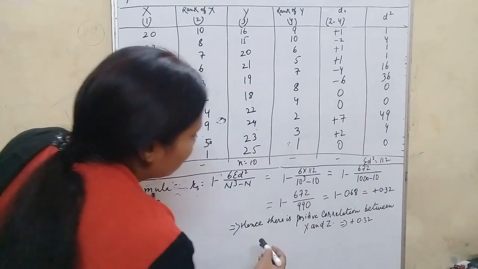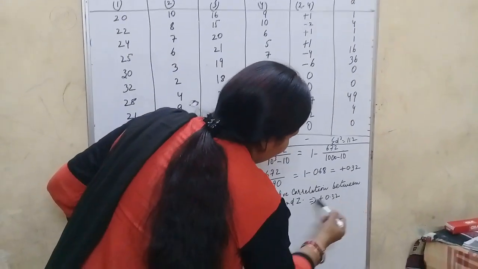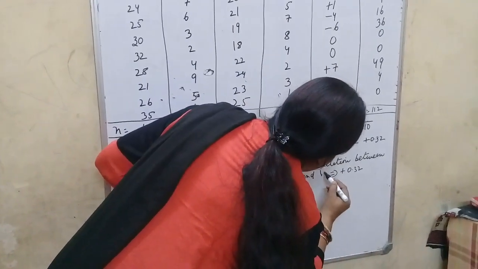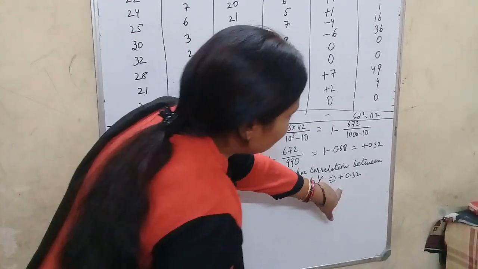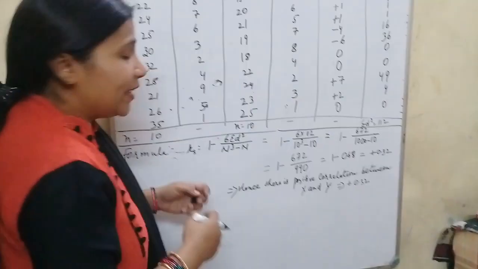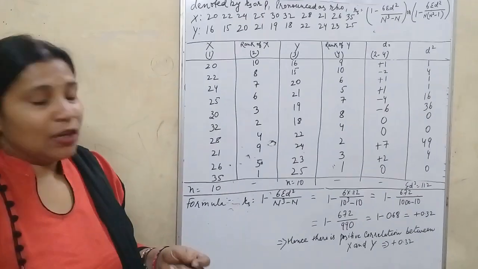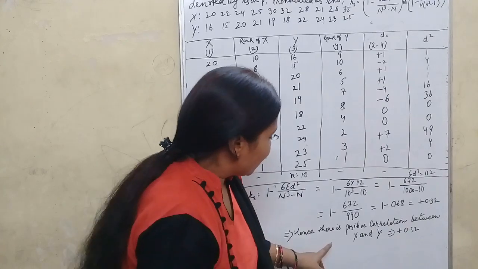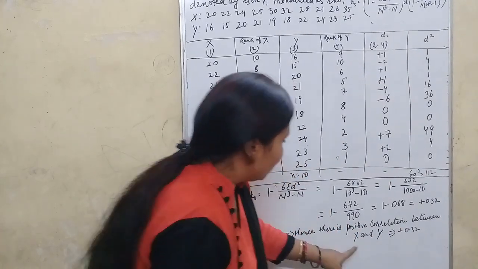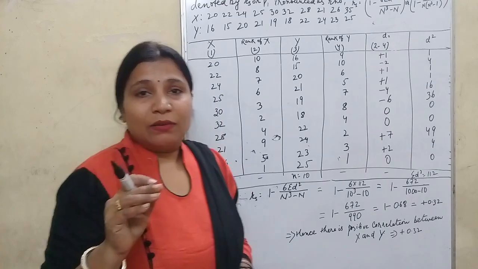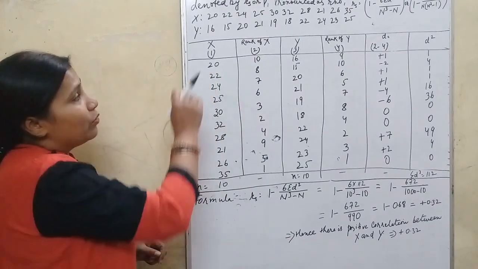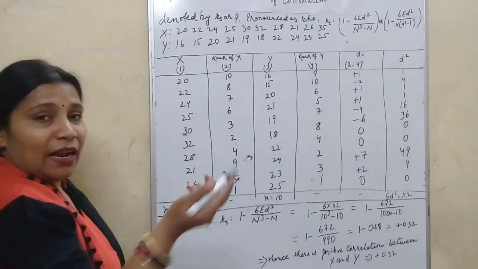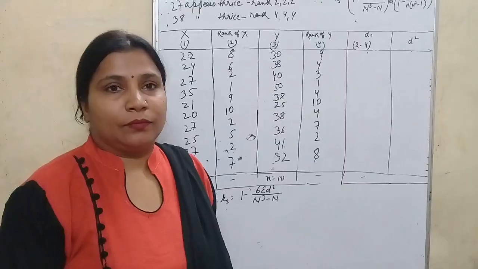Hence the correlation between the X and Y series comes as plus 0.32, which I have already explained in the degrees of correlation. After the rank correlation answer comes, you have to write that it lies in the positive correlation. Okay. One more thing I have to teach about rank correlation, and then I will explain what I want to say.